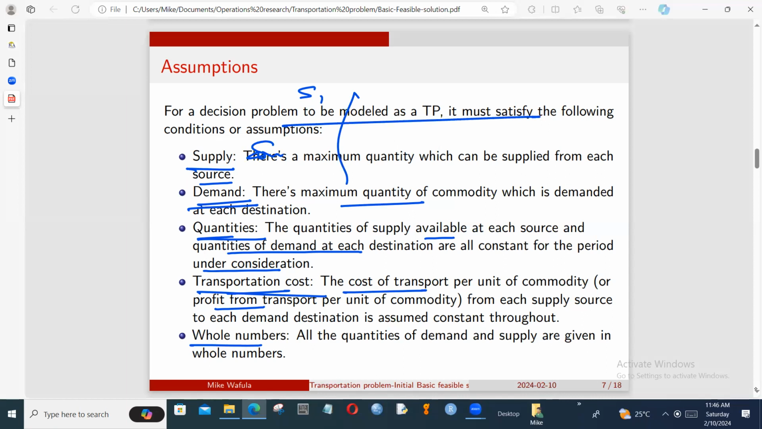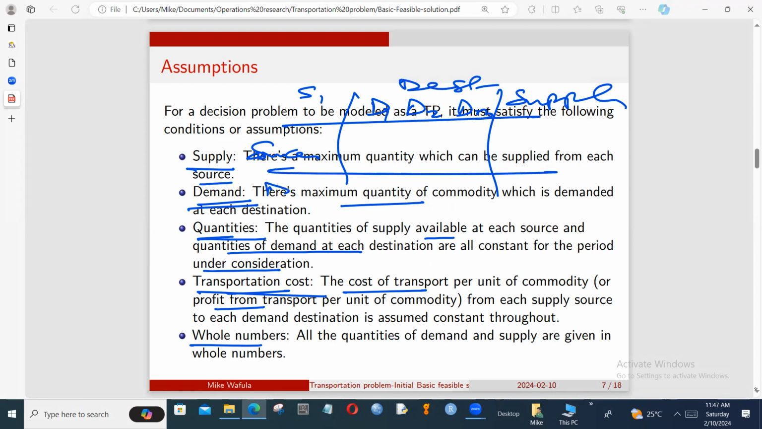So I can have sources, and I can have the total supply here. We're talking of these destinations, D1, maybe up to D3. And this is demand. So instead of having the C's, we could also be talking of maybe P11, P12, P13, and then P21, and so on. Where P is now the profit per unit of product from a particular source to a particular destination. So this could be the profit you get.